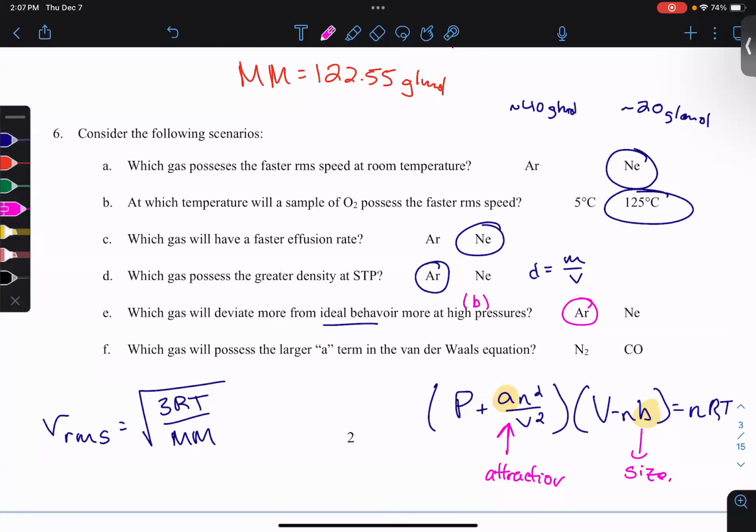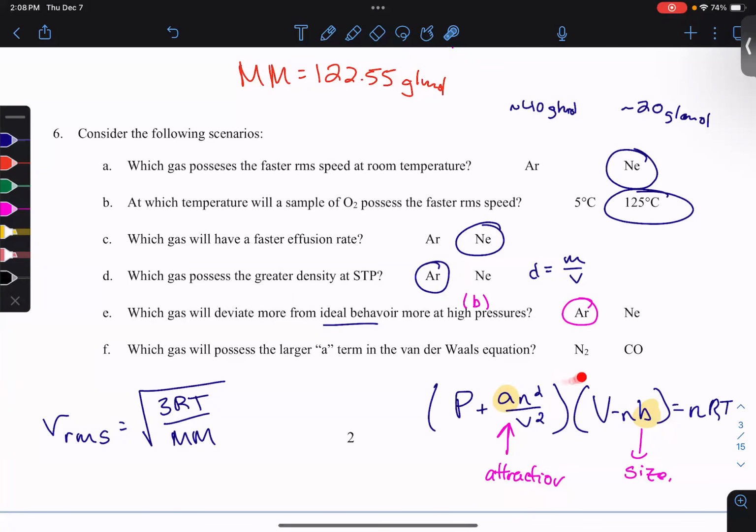All right. Okay, which gas will possess the larger A term for the van der Waals equation? So A stands for attractions. So of these two samples, which one are the particles? So if I have a sample of nitrogen, am I just going to have one nitrogen atom? No, you're gonna have like a billion of them. So if we look at nitrogen, and this is kind of a preview to chapter 11 and intermolecular forces, versus CO, carbon monoxide, in which sample will the particles actually interact with one another? Is there actually some type of attraction?